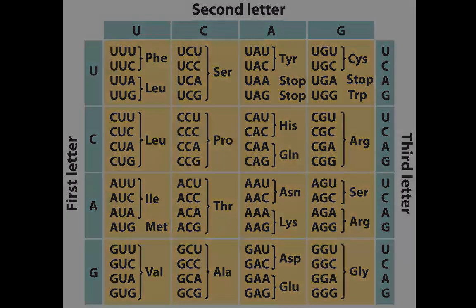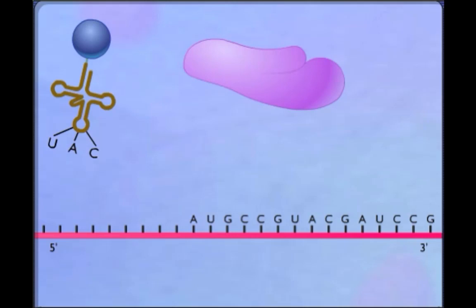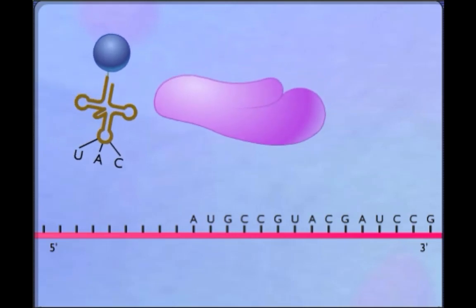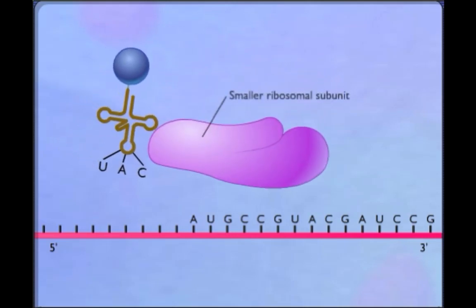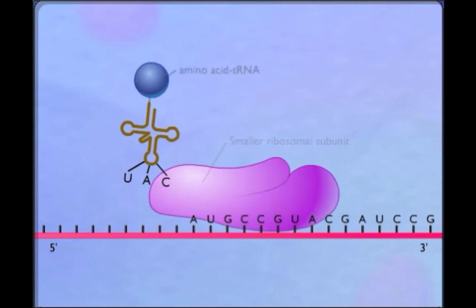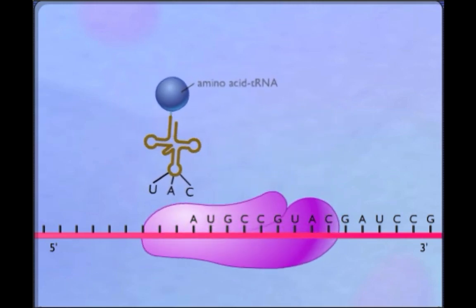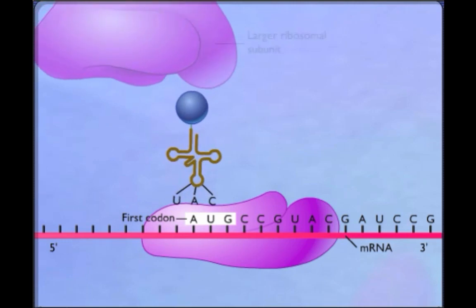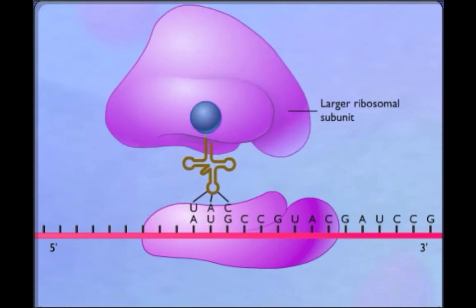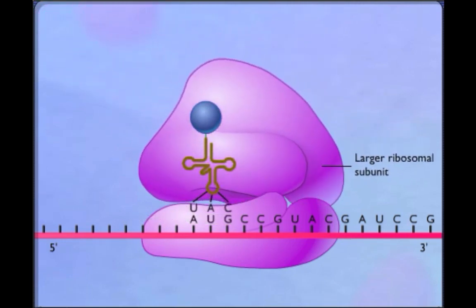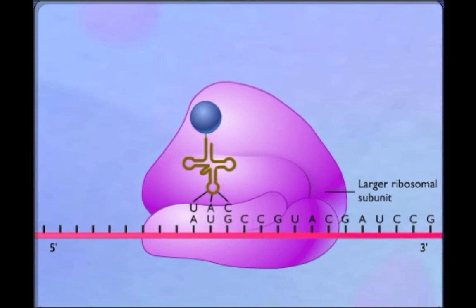Translation is initiated by formation of an initiation complex consisting of the smaller ribosomal subunit, the first amino acid tRNA, and messenger RNA. The larger ribosomal subunit then joins the complex. Proteins called initiation factors are also involved but are not shown.